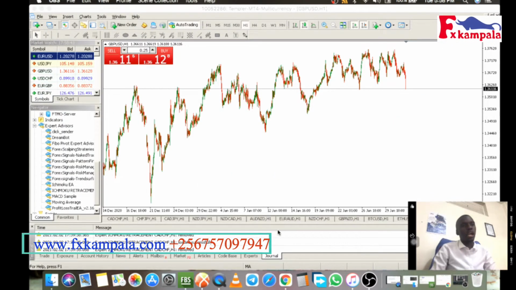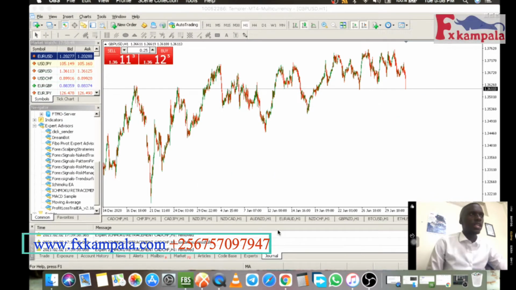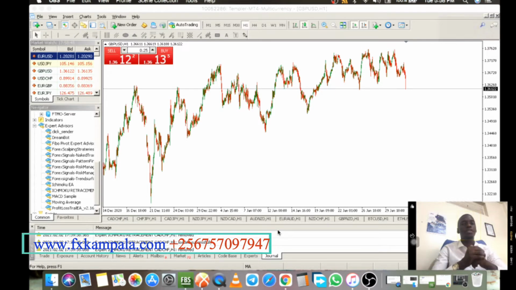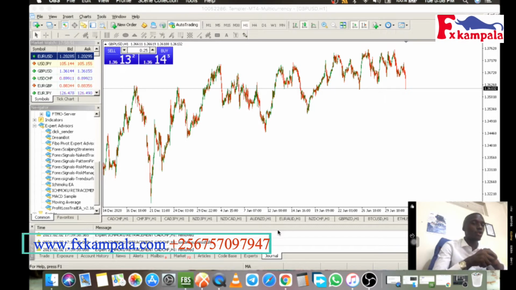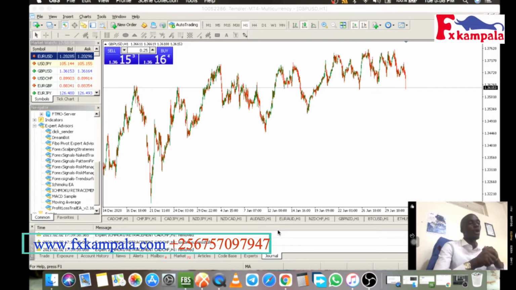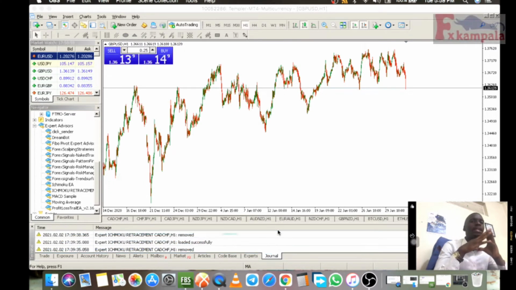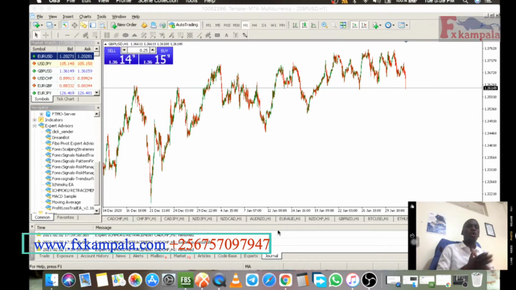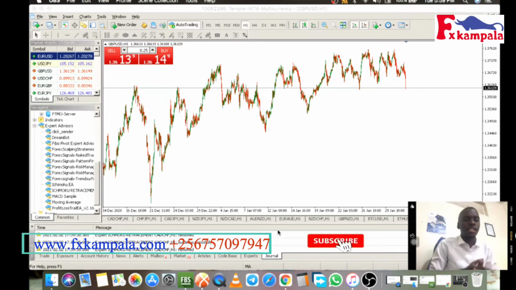Let's come to our trading platform and look specifically at how we can come up with our supply and demand zone in relation with support and resistance. What we're going to do here is learn how you can draw your supply and demand zones in relation with support and resistance.